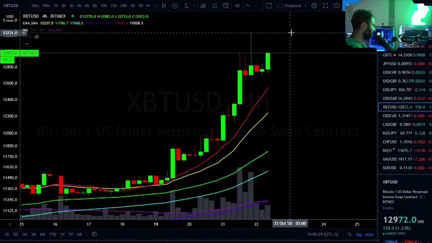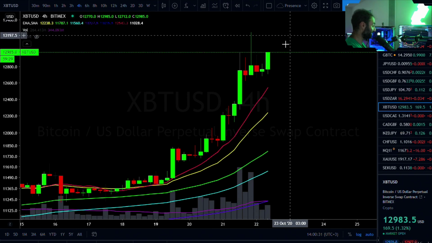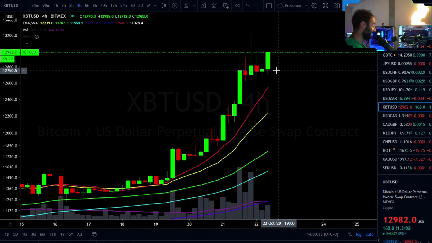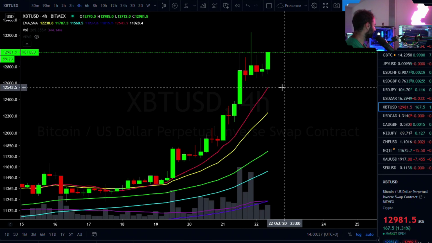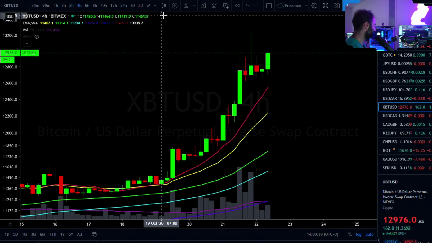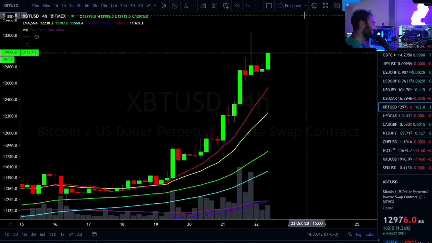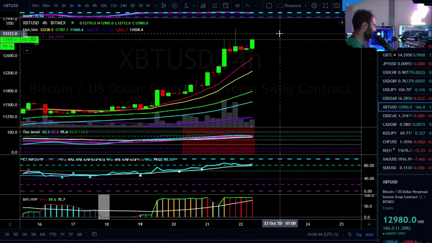Basically, any sort of a 4-hour closure above 13,000 probably does it. To be fair, this looks good, right? Should I really be looking for a pullback on this one? Probably not, probably not right now. This one just doesn't want to stop, does it?